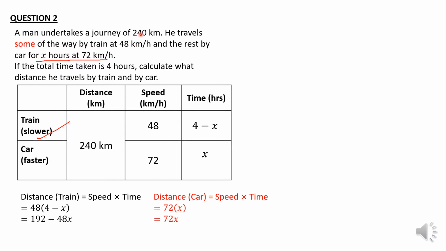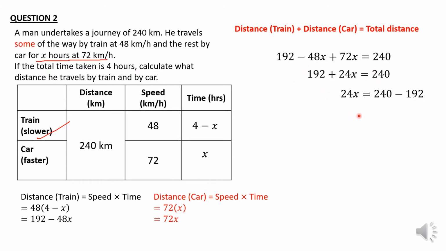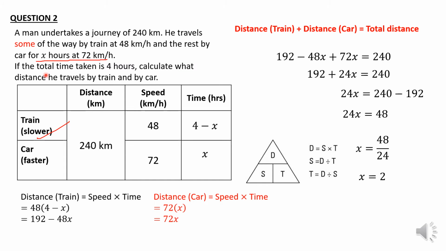And I also have the total distance. So that means I can now create an equation, and once I create the equation, I can solve for x. So you move everything around until x is on its own, and then you should realize that x is equal to 2. Now what is x? It is the hours. The question is asking to find the total time, and the distance traveled by train and by car. So we are not done.